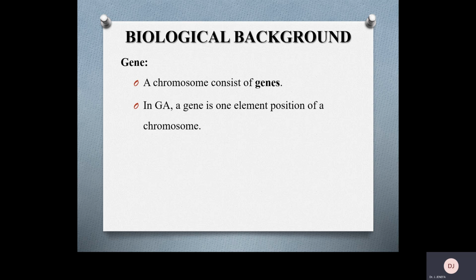Next one is gene. A chromosome consists of genes. In genetic algorithm, a gene is one element position of a chromosome. So population is a collection of chromosomes, that is, a collection of solutions, and each solution is known as chromosome, and in each solution we may have many element positions, and those element positions are known as genes.